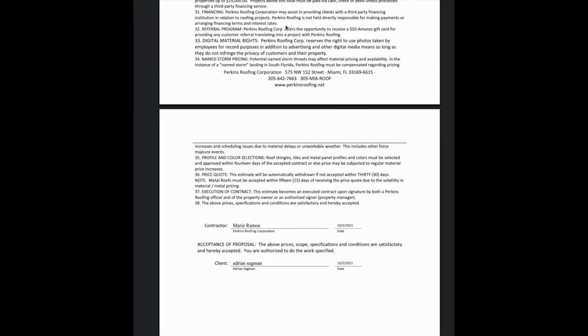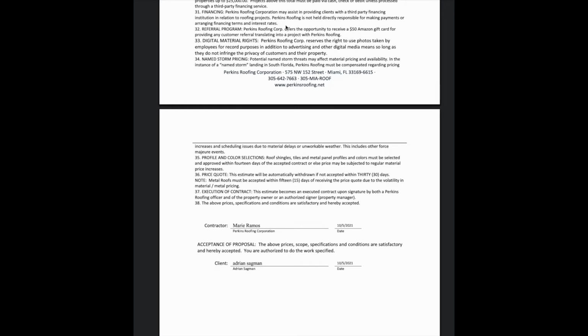We can guide you with an insurance claim, but we cannot fill out the form for you or help you with the claim. Number 32, referral program. If you refer us new business or give us some reviews, then we can give you a $50 Amazon gift card. 33, digital material rights. We reserve the right to use any photos taken during the project for anything. If you do not agree to that, please let us know before the signing of the contract. We can make a special arrangement to not publish any photos.